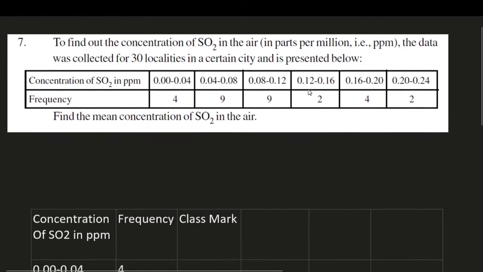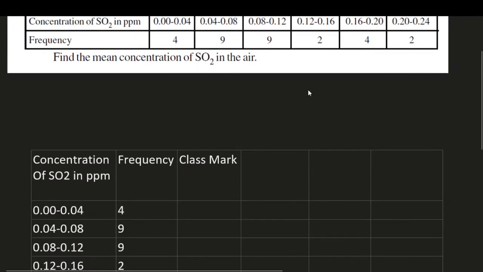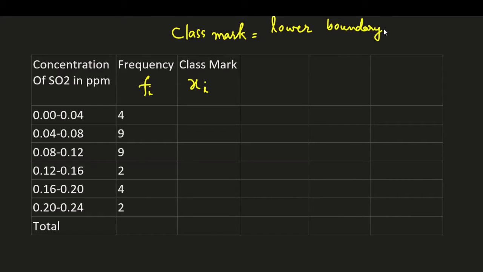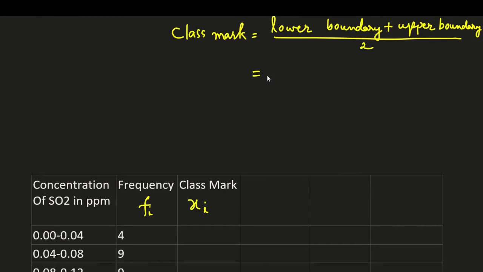I have written concentration and frequency as columns. Now first let us find class mark. This is frequency Fi. This is class mark Xi. Now the class mark is lower boundary plus upper boundary by 2. Here we have lower boundary 0.00 plus upper boundary 0.04 by 2.